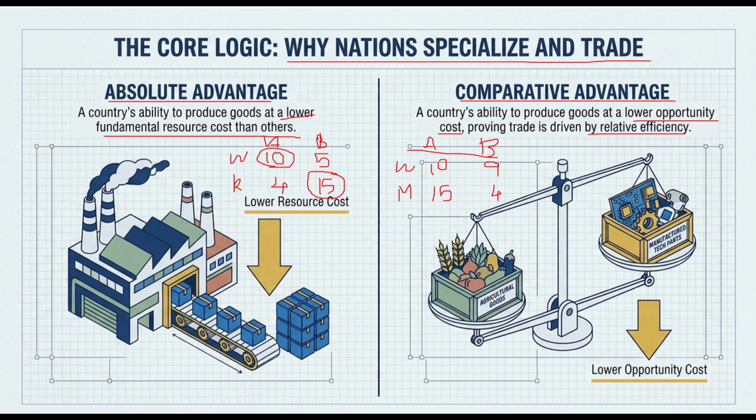So in this case, you can see that in both productions, country A has an advantage, right? In both cases they can produce more, but they can produce more machines than wheat using the same amount of labor, right? And for B, they can produce more wheat compared to machines. So country A will produce machines and country B will produce wheat. So this is how comparative advantage works. Got it?